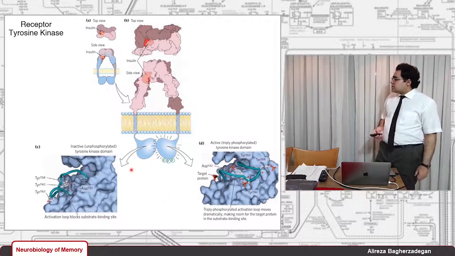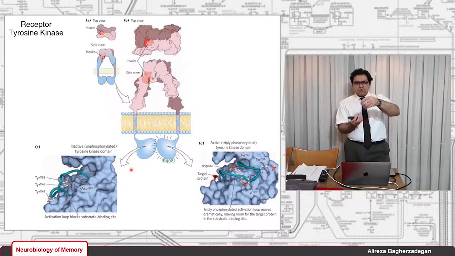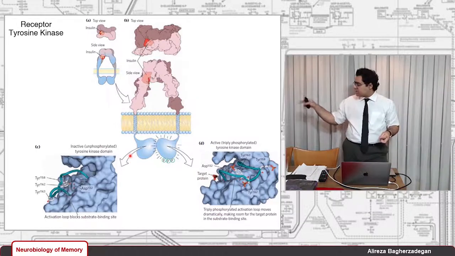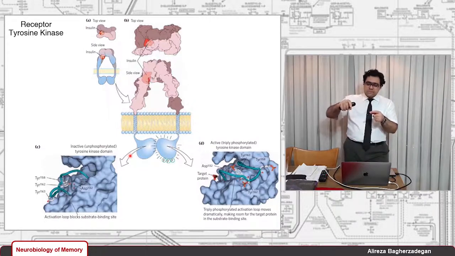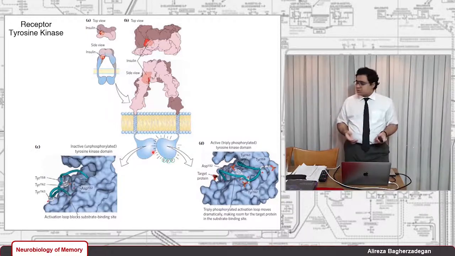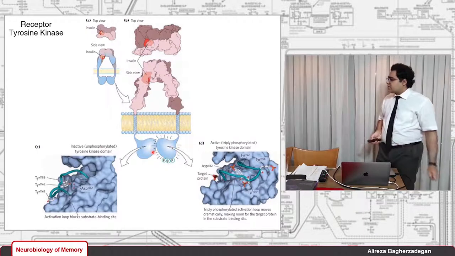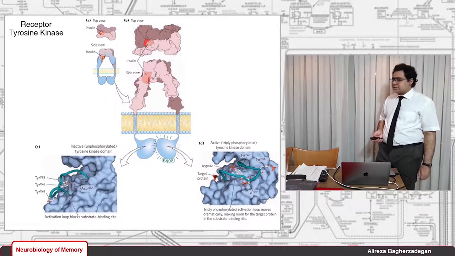The concept is very simple. There is an activation loop, and two hydrogen bonds between two amino acids are holding that activation loop in that inactive state. When phosphorylation happens, those two hydrogen bonds are broken, and that activation loop undergoes a radical conformational change, a displacement by 13 angstroms, and now the activation segment is ready to catalyze phosphorylation reactions.